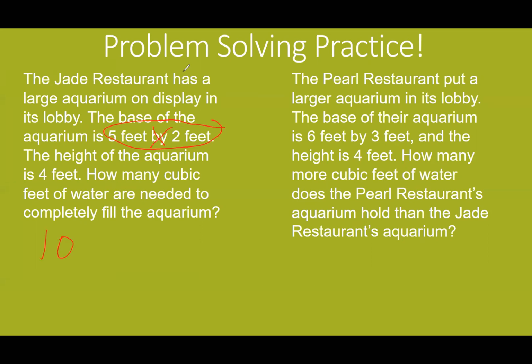And we know base, that's supposed to be a B. Base times height is how we get volume. We know the base is 10. What is the height for the Jade Restaurant? The height is 4 feet. So all together, the volume is 40 what? 40 cubic feet. Good. All right.